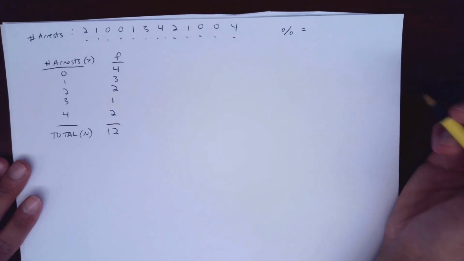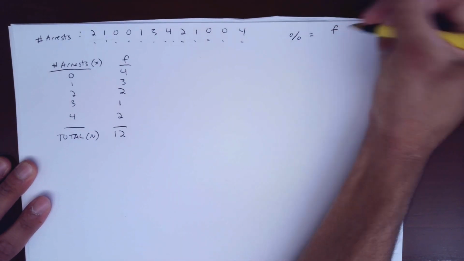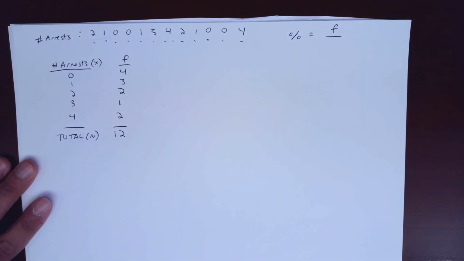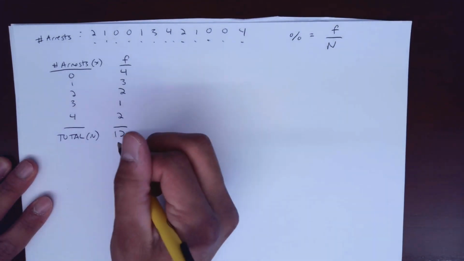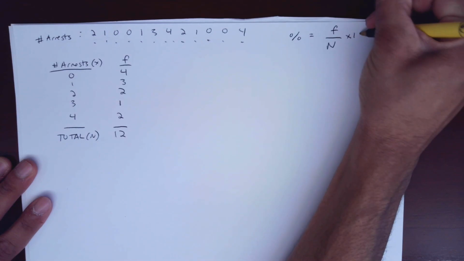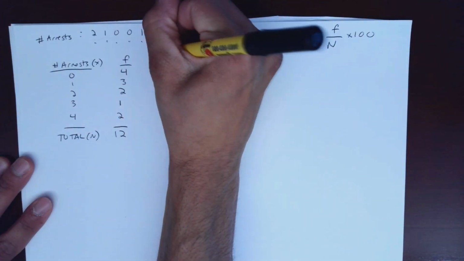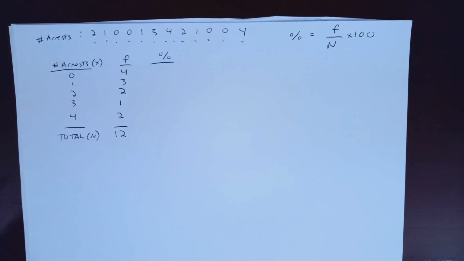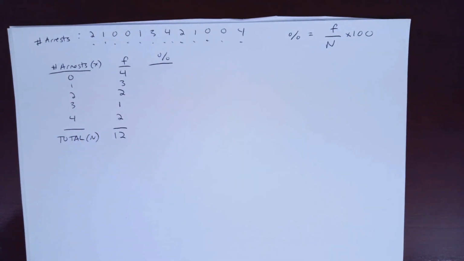So to find a relative frequency, or a percent, we can take our frequency for a particular category, like 4, divide by the total number of observations, in this case 12, and then multiply it times 100. So what we can do here to add relative frequencies to our table is apply this formula to each of these different frequencies that we have.